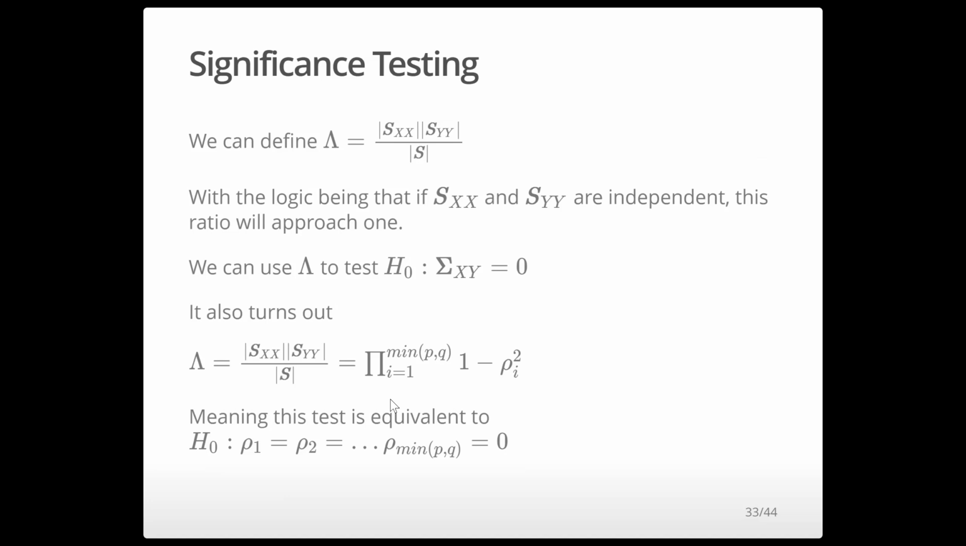It also turns out that this is equivalent to the product of 1 minus each of the squared canonical correlations. So this is also equivalent to testing the null hypothesis that the first canonical correlation equals the second canonical correlation equals all of the canonical correlations equals 0.